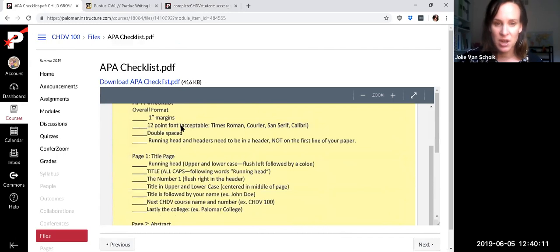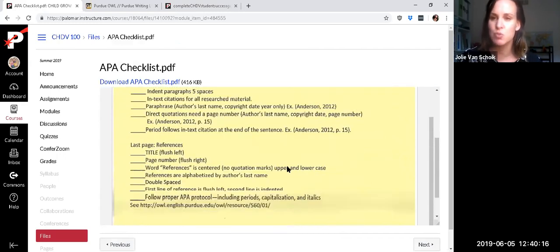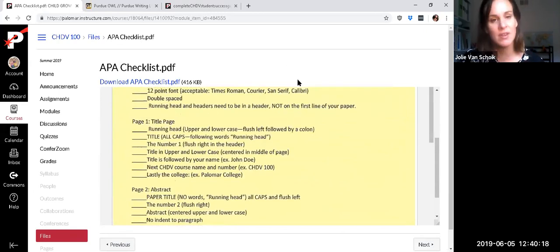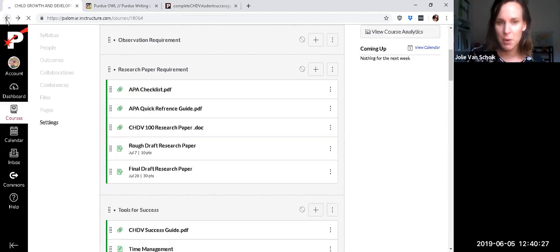So this is important as well. There's going to be running heads and headers and headings as well. This is more if you feel very familiar with Canvas. This is a great checklist to make sure that you've hit all those points and you won't be dinged any points by not having this in your APA.